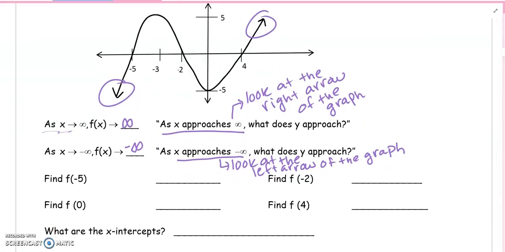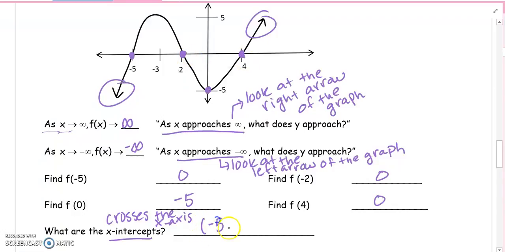Alright, then some more practice like what we did yesterday. If I want to find f of negative 5, that's right here, that's at 0. f of negative 2, it's right here. f of 0 is at negative 5. And f of 4 is 0. So then it asks what the x-intercepts are. Remember, x-intercepts is where it crosses the x-axis. So that would be these 3 points, and you want to write those using coordinates. So negative 5, 0, negative 2, 0, and 4, 0.